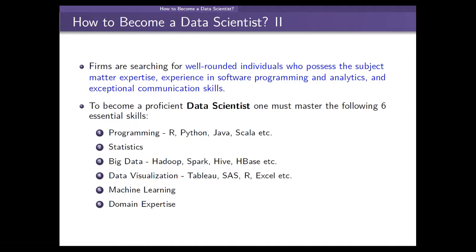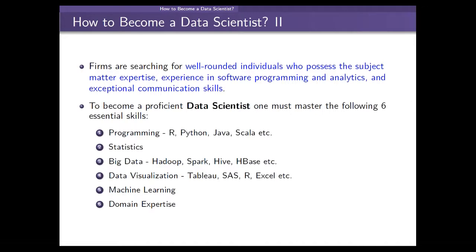As per my observation and my study, here is how to become a data scientist. I have mentioned 6 important skills. The first skill required is programming. Languages such as R and Python are very famous for data science analytics, so you must have skills in R and Python.